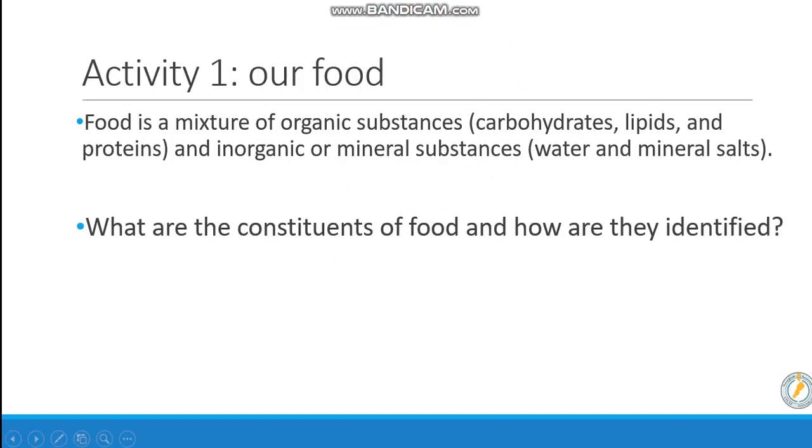So we learned that food is a mixture of organic substances, which are carbohydrates, lipids, proteins and vitamins. Organic substances contain carbon, and inorganic or mineral substances are water and mineral salts. The food that we eat is a mix of all of these things. Let's see what the constituents of foods are and how they are going to be identified. We're going to take bread as an example.